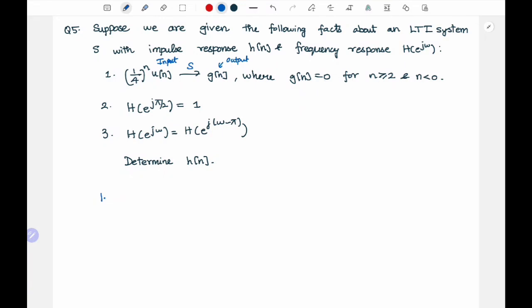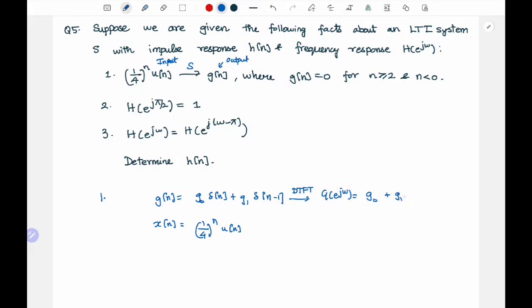All other places it's going to be equal to 0. So let me write your g of n as some g0 delta of n plus g1 delta of n minus 1. And your input x of n is nothing but (1/4)^n u of n. So this is going to have a DTFT, G of e^{j omega} as g0 plus g1 e^{-j omega}.